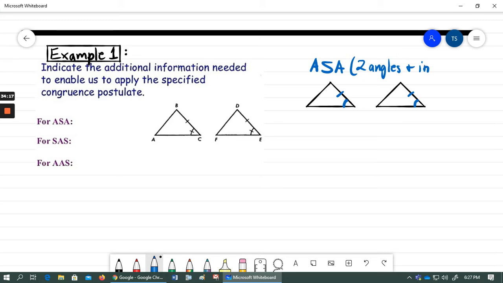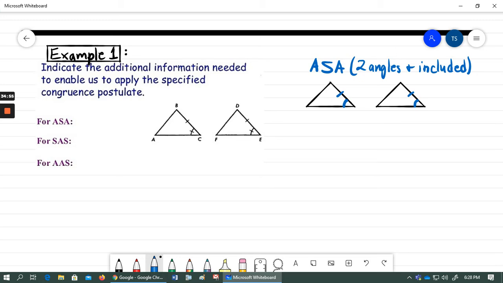So what additional information do we need? Where does that other angle have to be in order for us to have two angles and an included side? Y'all get what I'm saying? I hope so. What specific congruency will we need to see here in order for us to have two angles and an included side? I hope you know.